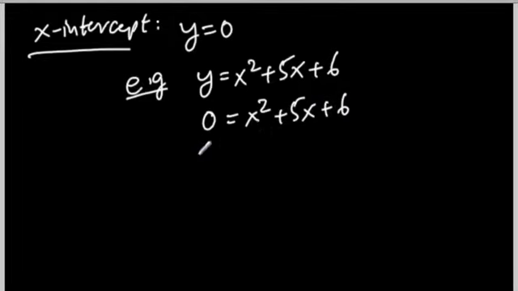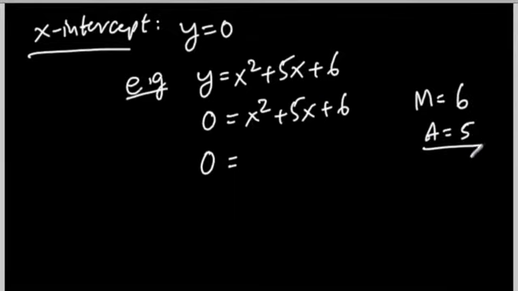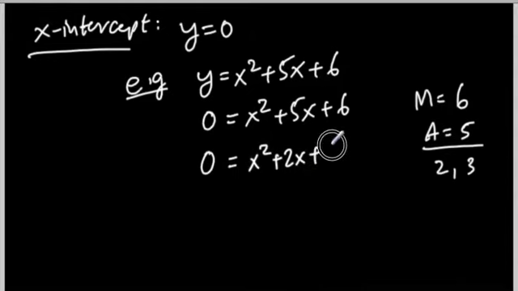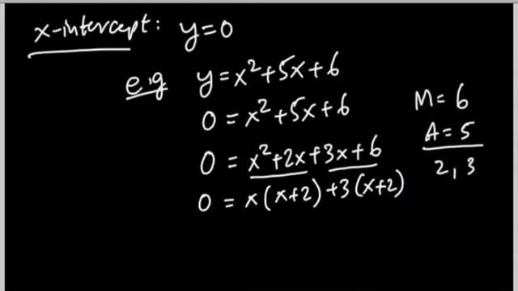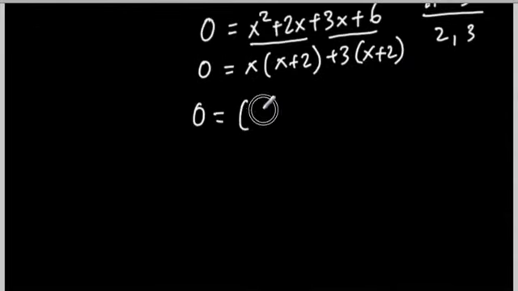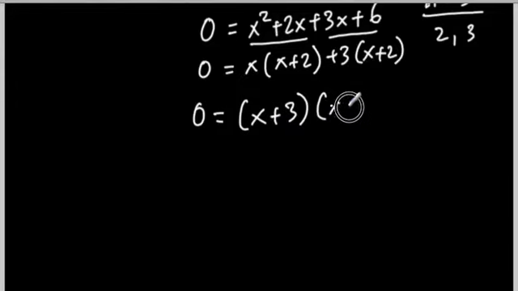If you use the man method, m is 1 times 6, so that's equal to 6. a is the middle term, which is 5. You need two numbers that multiply to 6 and add up to 5, so that's 2 and 3. So it becomes x squared plus 2x plus 3x plus 6. You group the first two, group the last two. So 0 equals x(x plus 2) plus 3(x plus 2), and then we get 0 equals (x plus 3)(x plus 2).